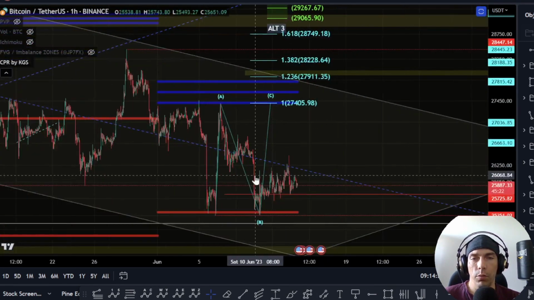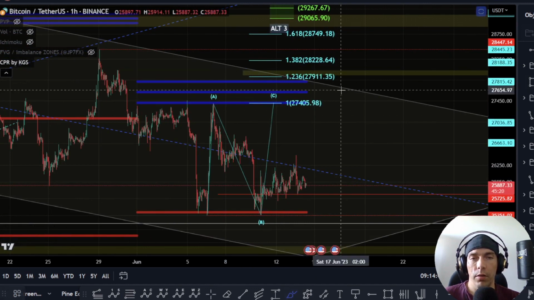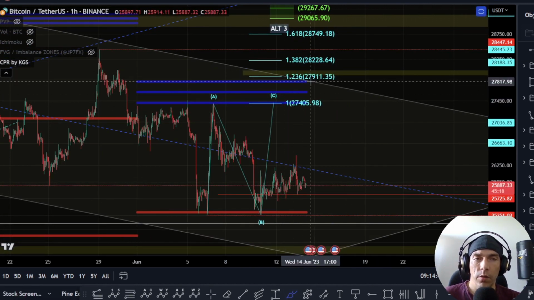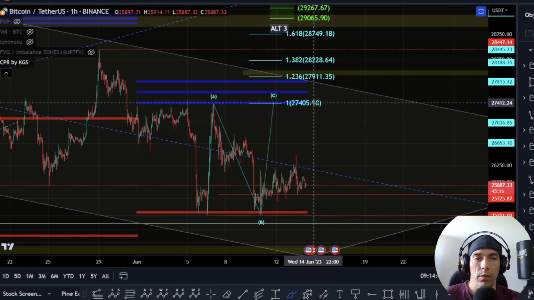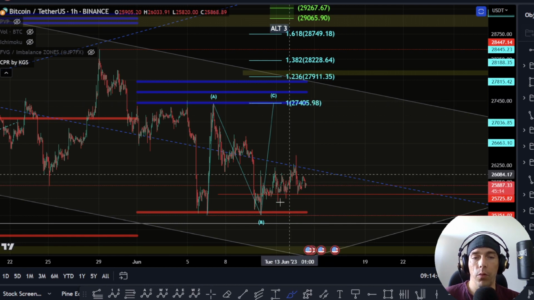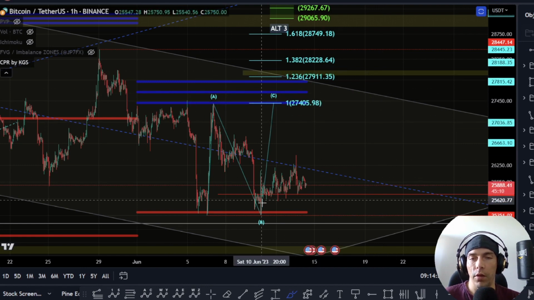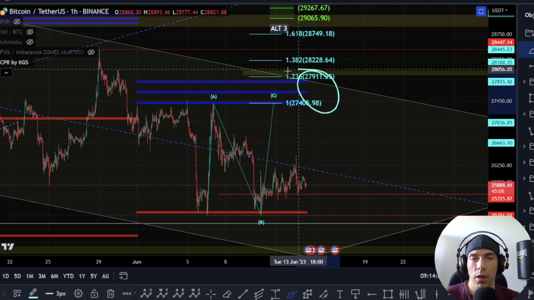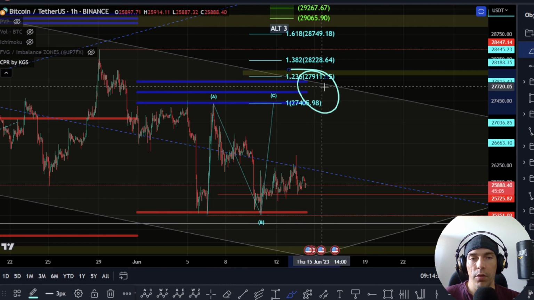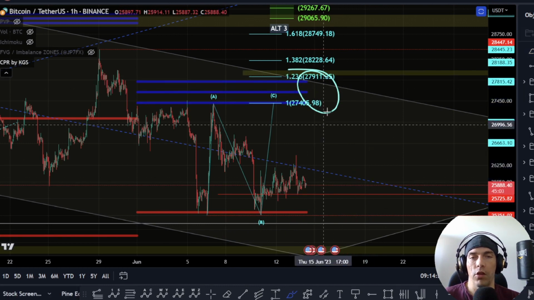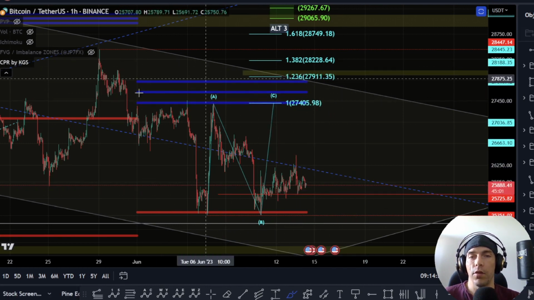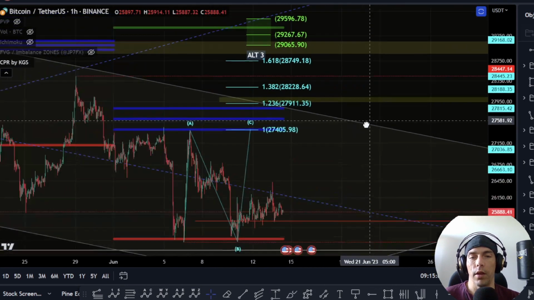If, however, we do look to push to the upside, I am still going to be keeping an eye on these central CPR lines. We have a zone here of this 27,817 to this 27,404, which could potentially offer us resistance if we do look to move back to the upside here. So we're going to have to keep an eye on this zone. If we do see price actually move back up here, we're keeping an eye to see if we get that rejection off the top of the channel here, and then potentially looking to retest some of those Ichimoku cloud areas.